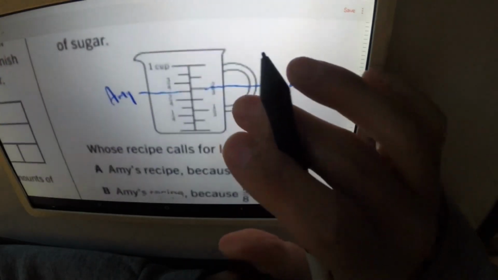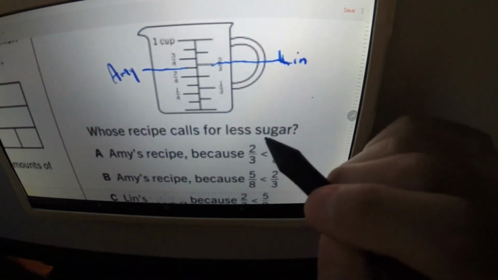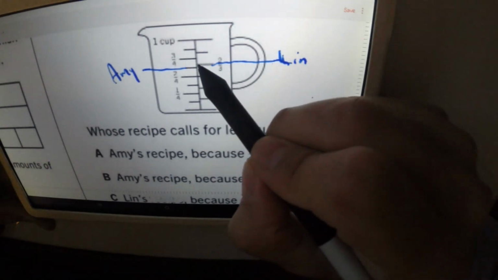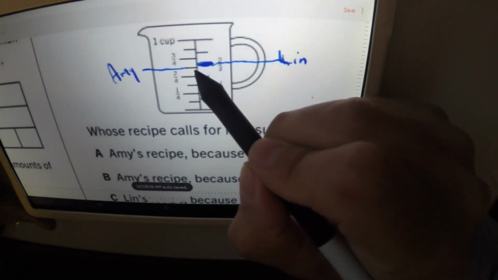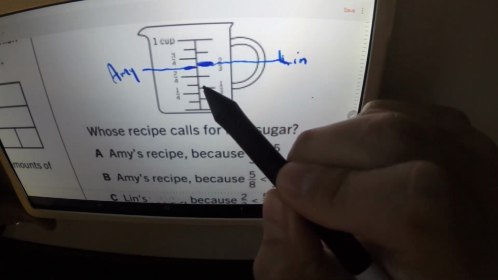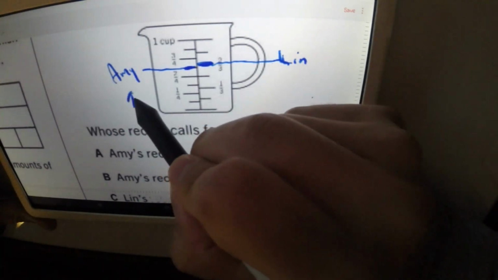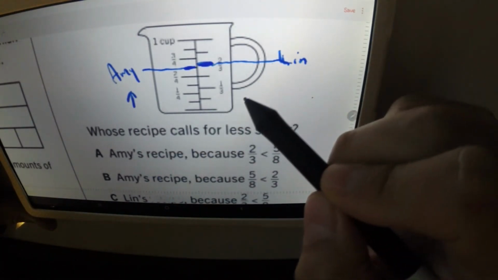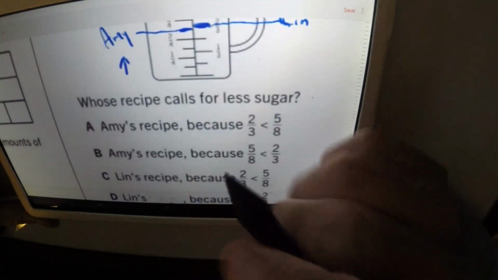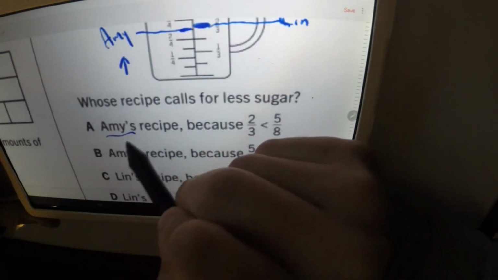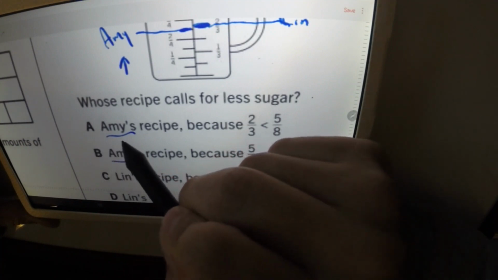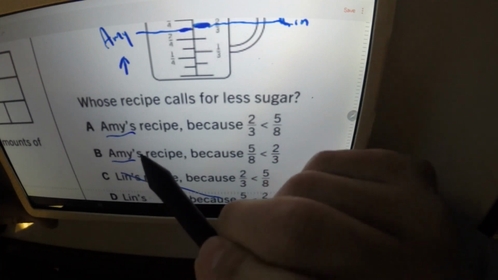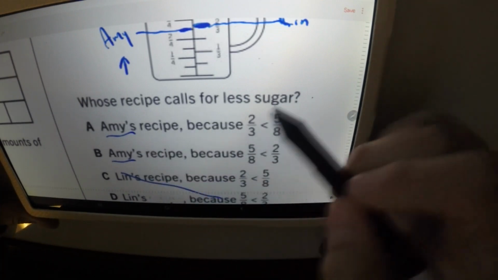So now we go to the question. Whose recipe calls for less sugar? All right. Well, if you look at the lines, you can see right here, this is Lynn. Slightly less is Amy, right? So we can already answer the question. Amy is using less sugar than Lynn, because Lynn has just slightly more, right? Now they're giving us the reason for that. So we know it's one of these two, either A or B, because it says Amy's recipe. We already know Lynn has more sugar, so that crosses those ones out. We know it's Amy, but now they're giving us the reasoning for it.